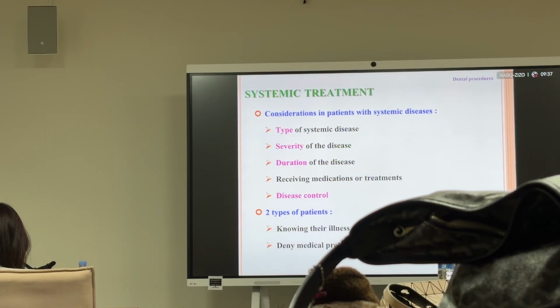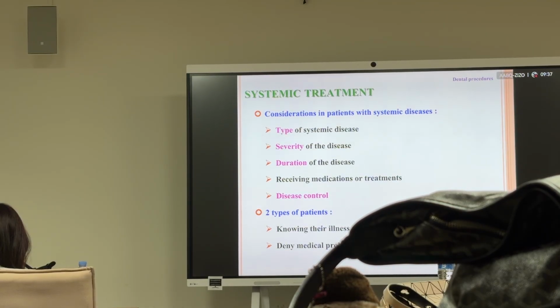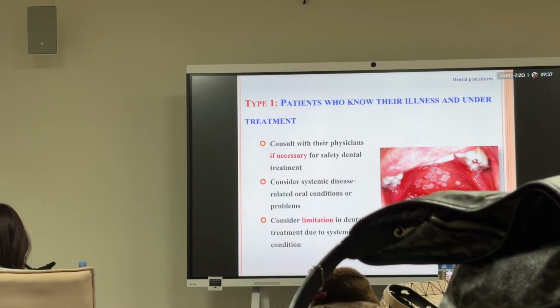And there are two types of patient. First, those who know their illness and are under treatment, and second, those who deny medical problems and never do check-ups. I think the second is important. For type 1, the patient already knows, so maybe you need to consult with their physician if necessary for safe dental treatment. Consider systemic disease related oral conditions or problems, and consider limitation in dental treatment due to systemic condition.